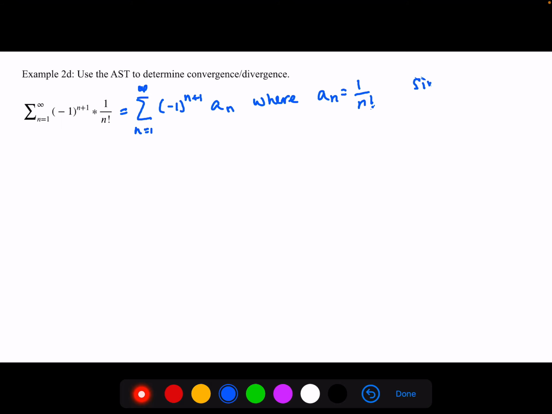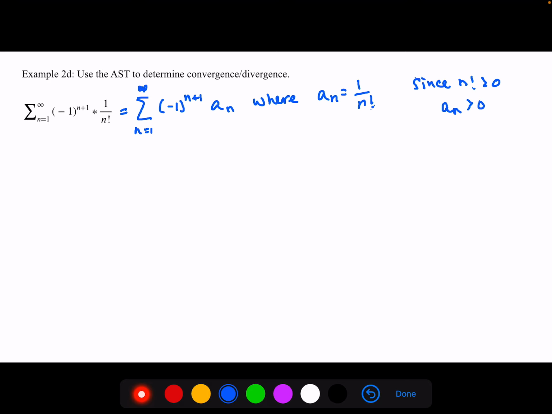Since n factorial means n times n minus 1 times n minus 2 times n minus 3, and so forth until you get to 3 times 2 times 1, n factorial always produces a positive number. So we can conclude that a sub n is also positive. That means we do indeed have an alternating series, so we can look to apply the alternating series test.